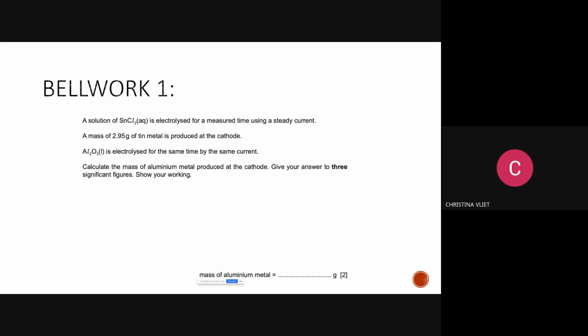I am about to call for the bell work. So I'm looking for 4 out of 6 marks here for a point. 4 out of 6.